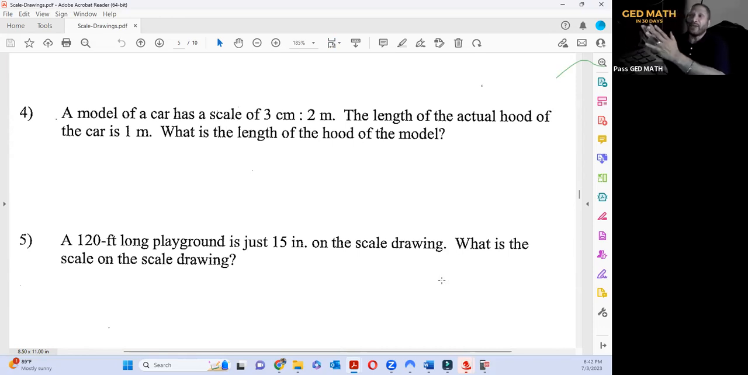So let's look at number 4. A model of a car has a scale of 3 centimeters to 2 meters. The length of the actual hood of the car is 1 meter. What is the length of the hood of the model?